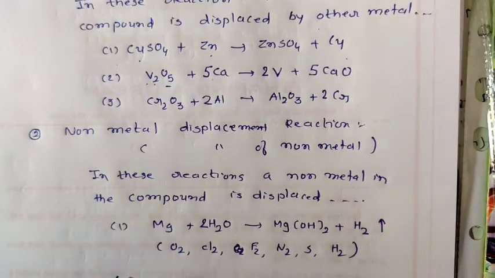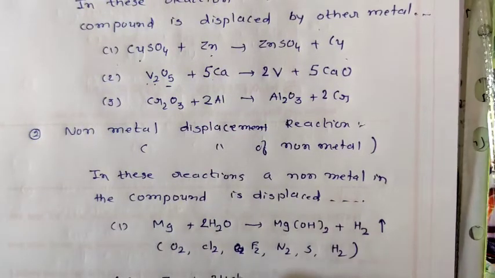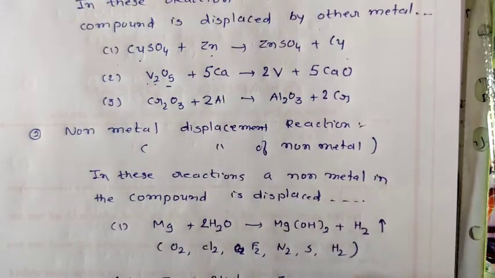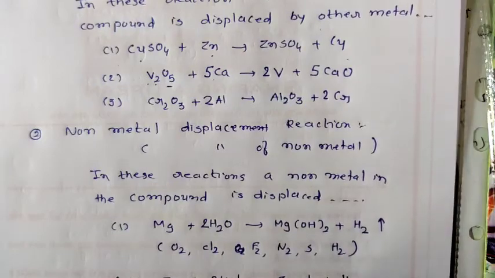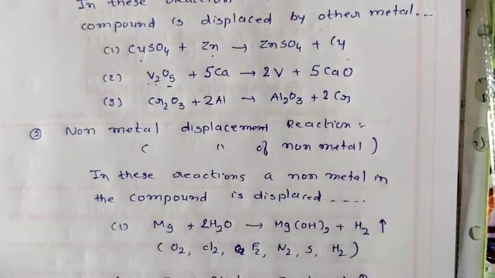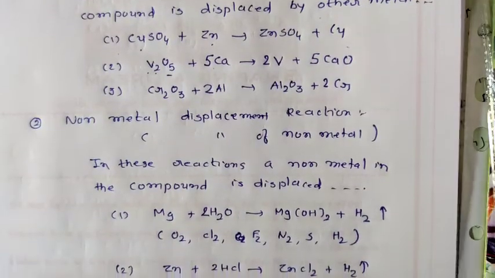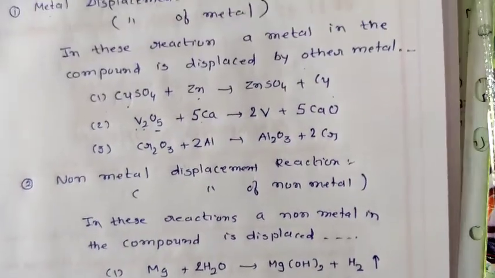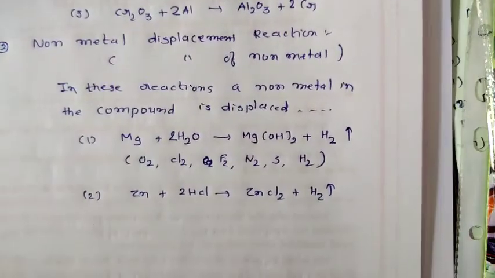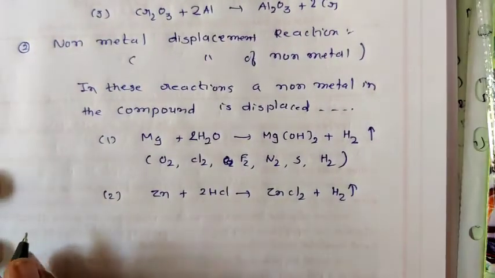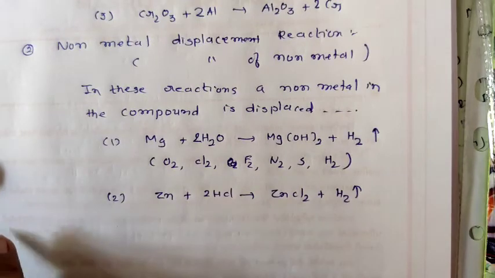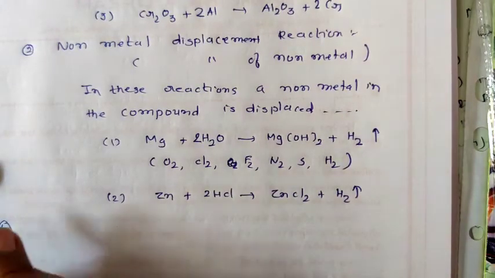Again, we will give you another example about this important point. Zn plus 2HCl gives ZnCl2 plus H2. So in this type of reaction, a non-metal in the compound is displaced. So this type of reaction is known as non-metal displacement reaction.